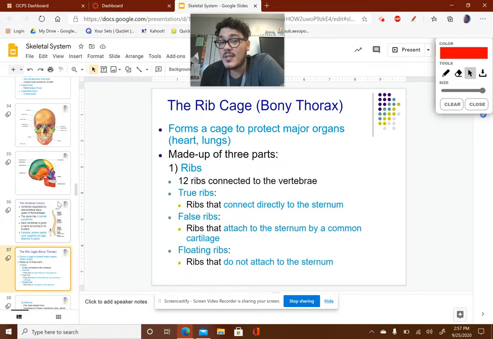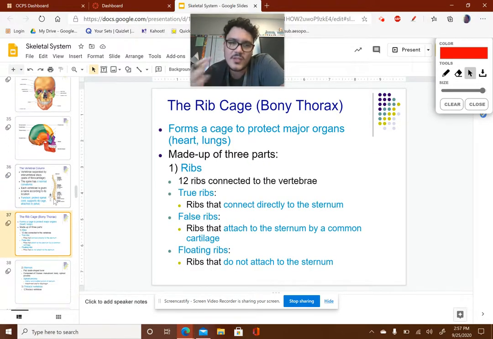Okay, finally, we're almost done. Got the rib cage as far as for this video. Regarding the rib cage or the bony thorax, I never really call it the bony thorax. Rib cage is perfectly fine. It literally forms a cage to protect the major organs, such as the heart and lungs. It is made up of 3 parts.